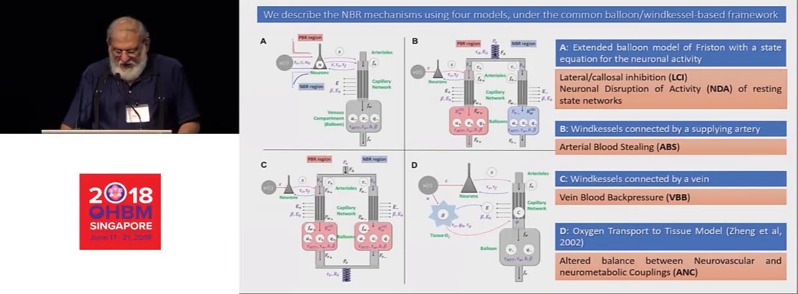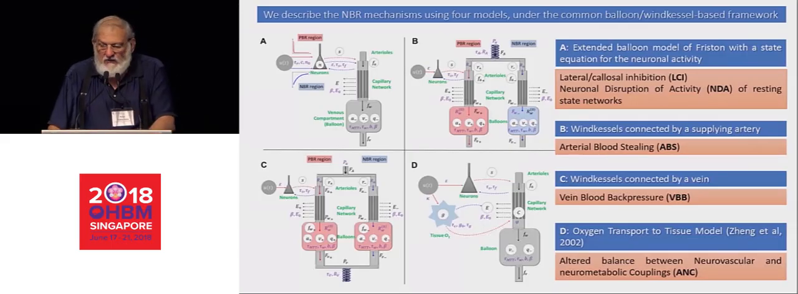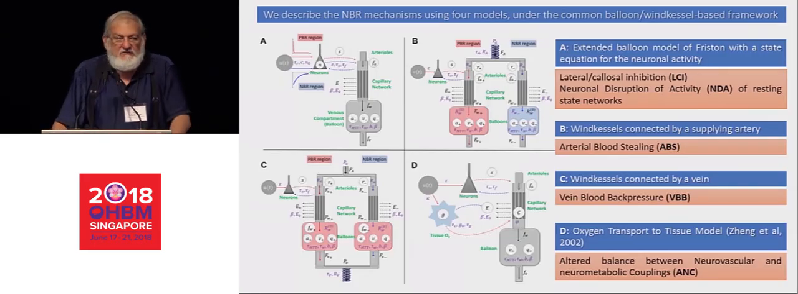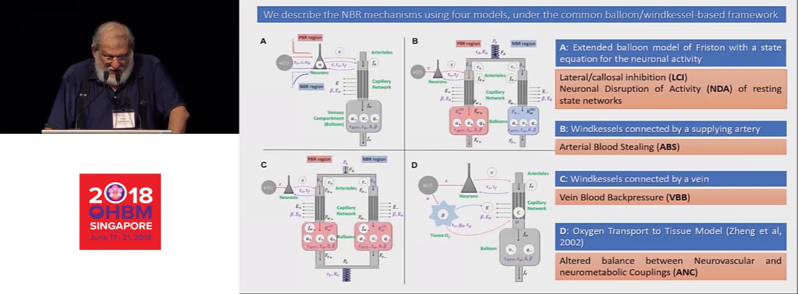So in this work, there are 4 mechanisms that actually lead to 5 possible ways of looking at this. One is an extension of Friston's balloon model, the extended balloon model, and is based on lateral callosal inhibition. It also leads to a possible mechanism by neuronal disruption of activity of the resting state. There's a second group, or the second model, which would be arterial blood stealing, and you can see that in B.